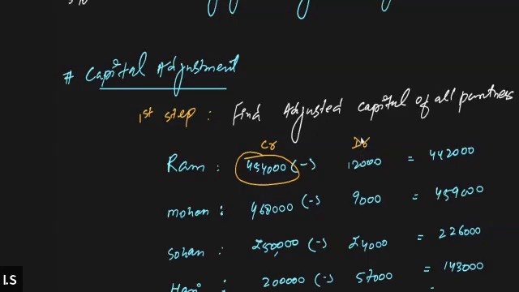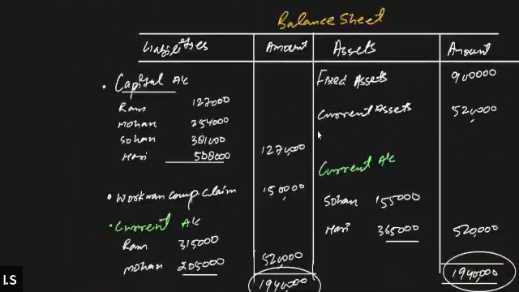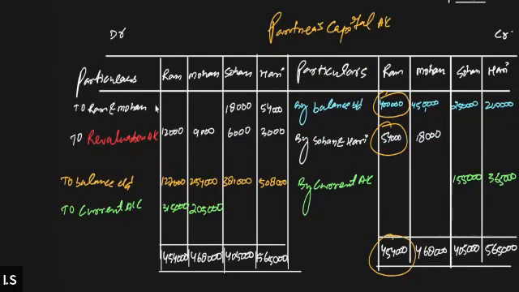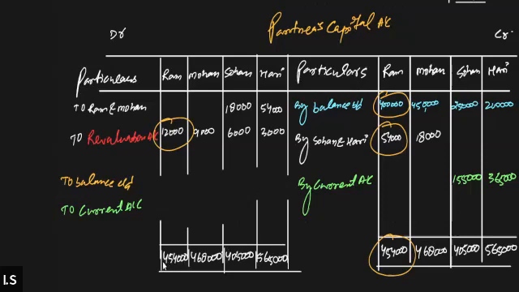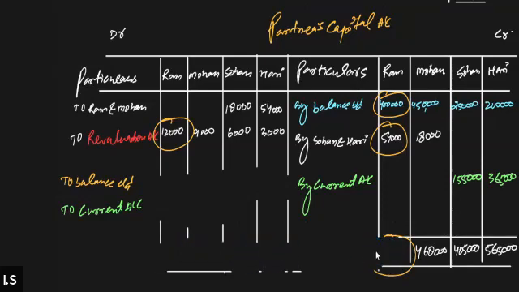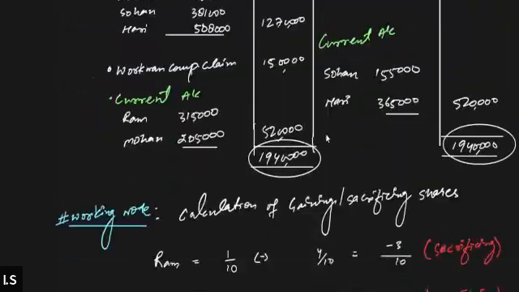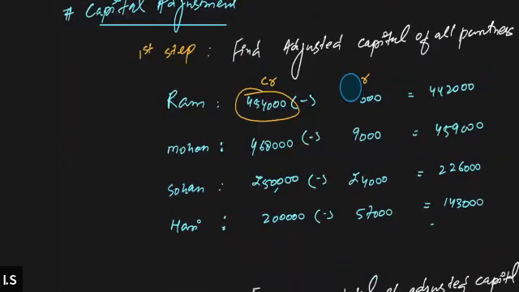Then out of this we need to subtract the debit side value, so we'll go to the partners capital account one more time, and on the debit side you will be able to see only one value, that is 12,000. So you will have to write down 12,000 here, and by subtracting 12,000 you will get 4,42,000. Tell me guys, is this clear to all of you?